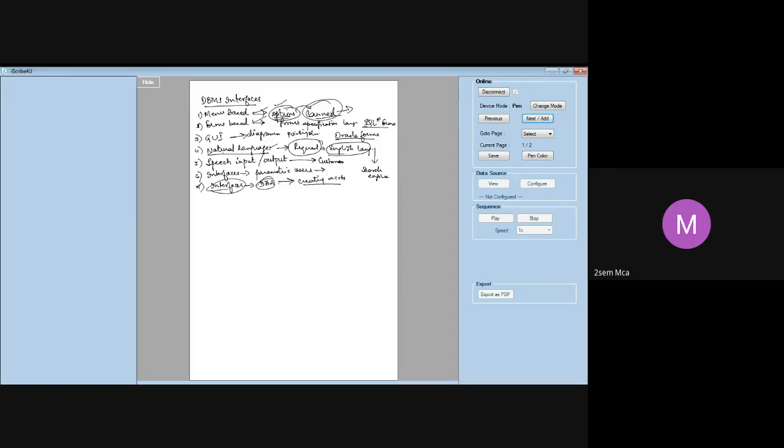Okay, so let's proceed then. We are going into a very important concept: the database system environment.